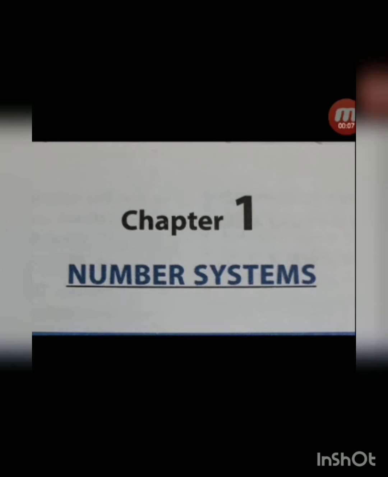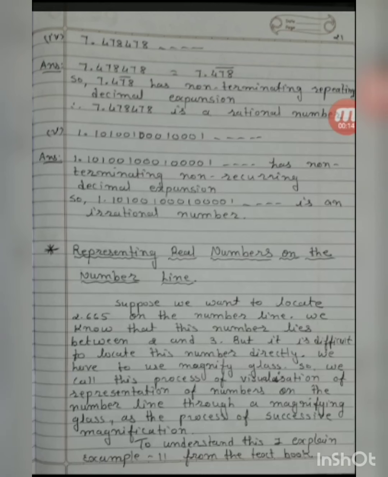Today we continue chapter number 1, number system. Today's topic is representing real numbers on the number line. Suppose we want to locate 2.665 on the number line. We know that this number lies between 2 and 3. But it is very difficult to locate this number directly.